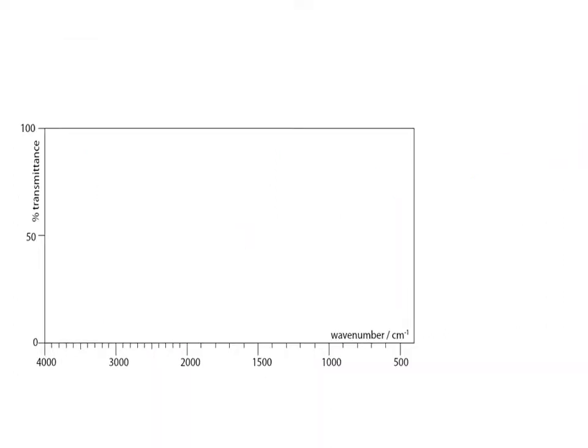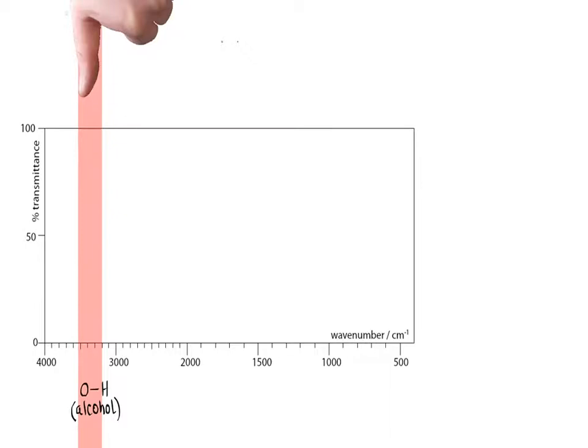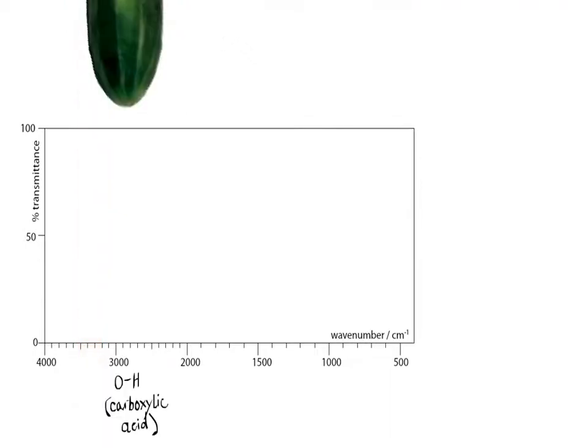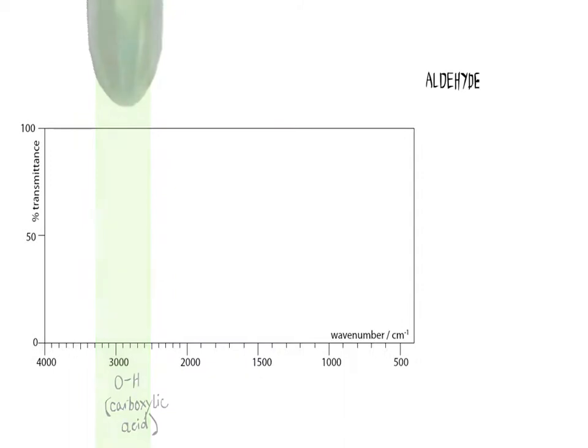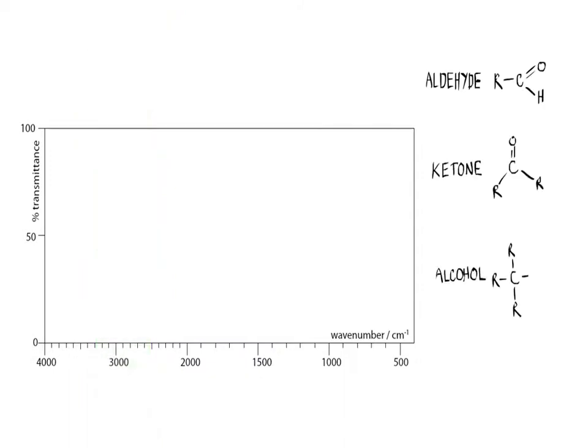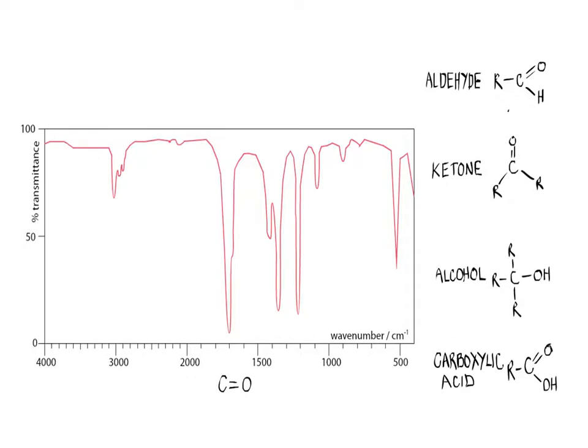Let's use our toolkit. The finger for the carbonyl group, that's the C=O group that occurs between 1640 and 1750. The thumb for the alcoholic O-H between 3200 and 3550. And the cucumber for the O-H from carboxylic acids that occurs between 2500 and 3300. To distinguish between aldehydes and ketones, alcohols and carboxylic acids, let's try with this compound.